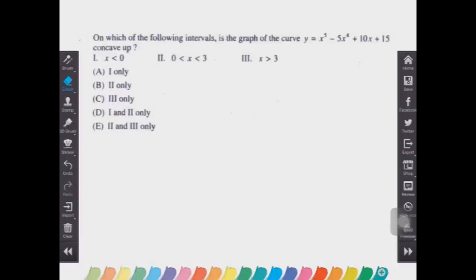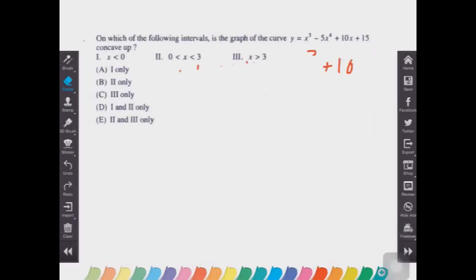On which of the following intervals is the graph of the curve y equals x to the fifth minus 5x to the fourth plus 10x plus 15 concave up? 1. X is less than 0. 2. 0 is less than x, which is less than 3. Or 3. X is greater than 3. The possible answers are A, 1 only, B, 2 only, C, 3 only, D, 1 and 2 only, or E, 2 and 3 only.